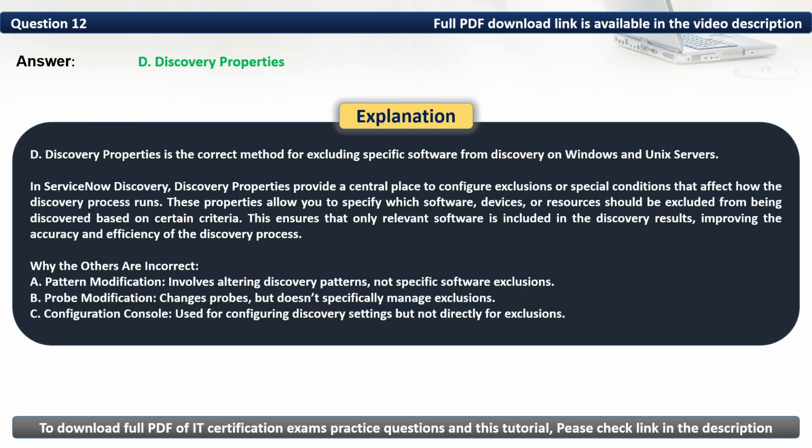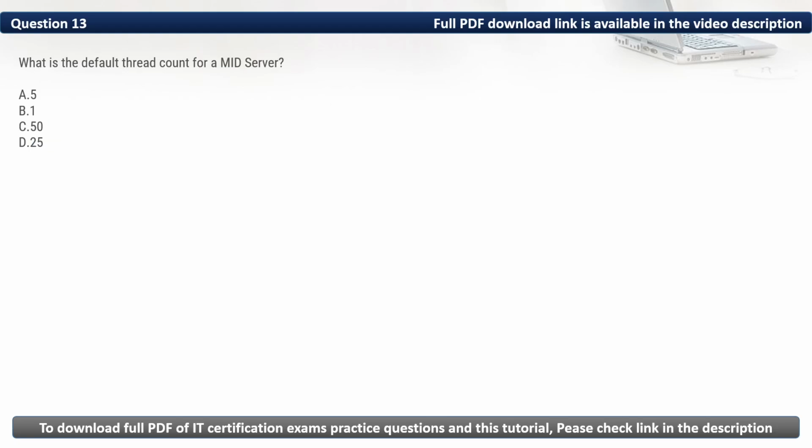Discovery properties is the correct method for excluding specific software from discovery on Windows and Unix servers. In ServiceNow Discovery, discovery properties provide a central place to configure exclusions or special conditions that affect how the discovery process runs. These properties allow you to specify which software, devices or resources should be excluded from being discovered based on certain criteria. This ensures that only relevant software is included in the discovery results, improving the accuracy and efficiency of the discovery process.